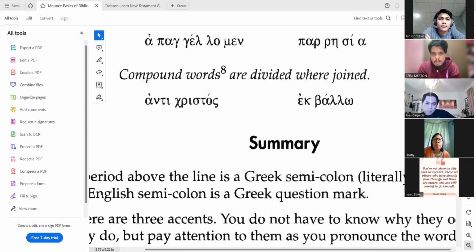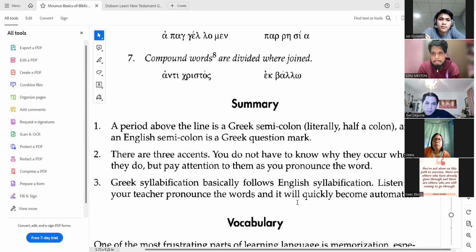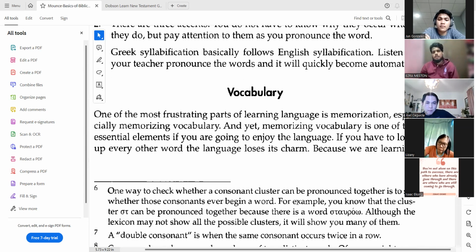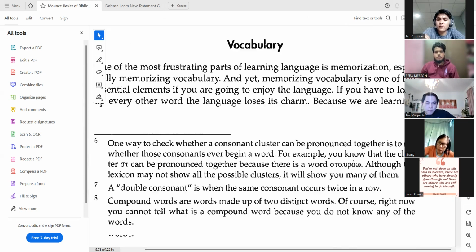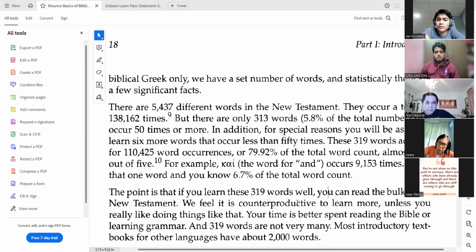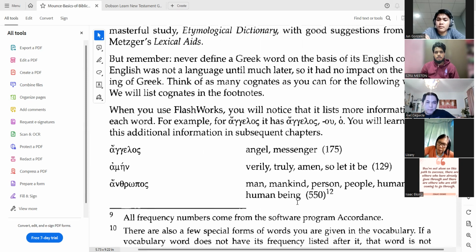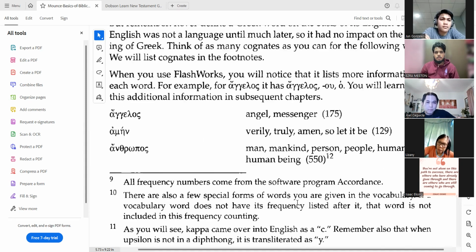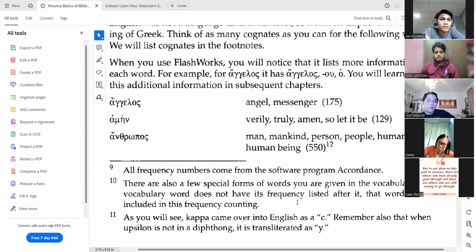Very good. The period on the line is a Greek semicolon. The English semicolon is a question mark. There are three accents. The one that goes up is the acute. The one that goes down is the grave. And then the semicircle is a circumflex. Okay, so we could skip this one, and then read some vocabulary.